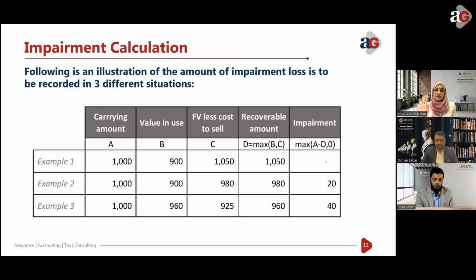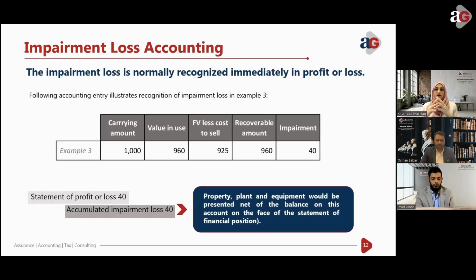Now, what do we do with this impairment? We have calculated, we have compared, we have come up with a number. Now, impairment has given us a value of 20 and 40. What do we do with that? The standard says this impairment loss is supposed to be recognized immediately in the profit and loss, which means your asset's carrying value is required to be reduced with this impairment loss, so that the value that appears on your balance sheet is not overstated.